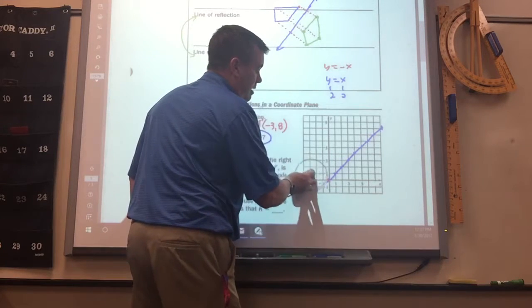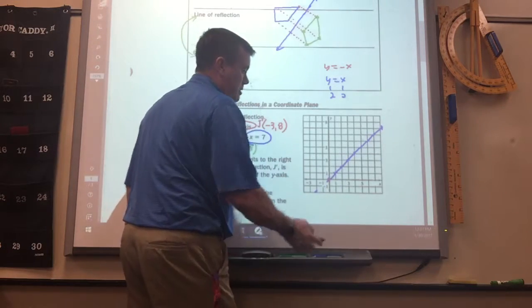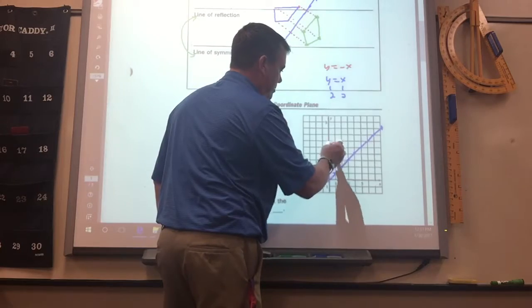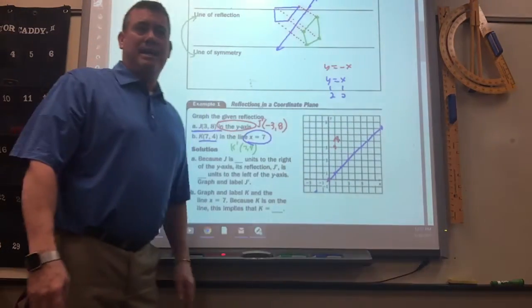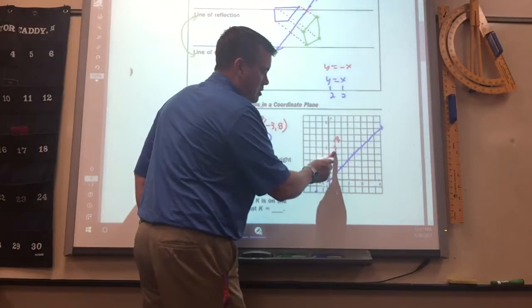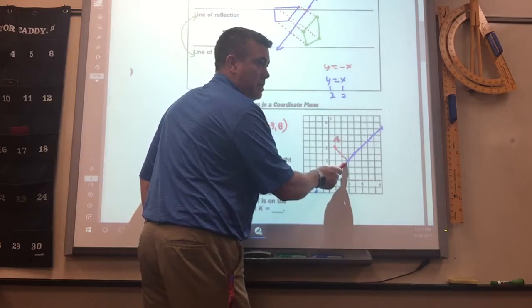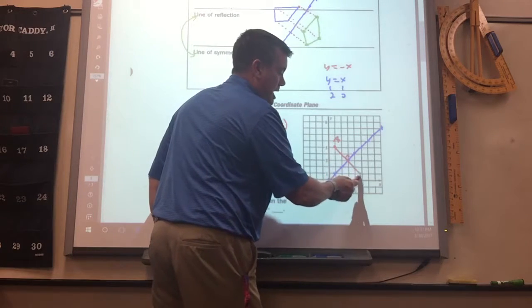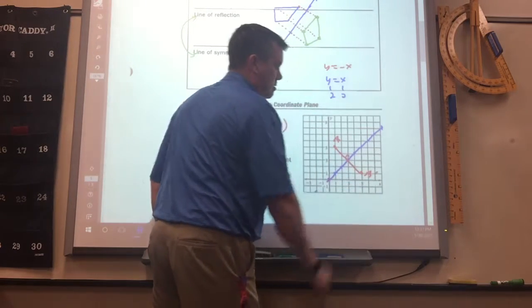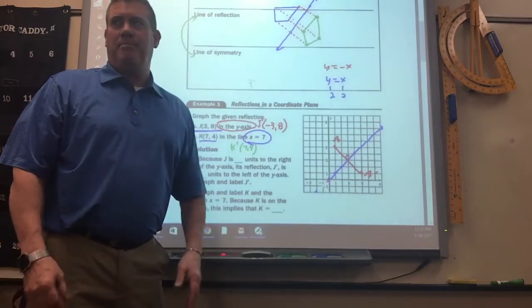Now, in order to do this one, say we had this point right here, A, and they wanted to reflect it, you just count with the diagonals. This one is 1, 2 diagonals away, and remember, because you got to go at 90 to it, so A prime would be right there. Okay?